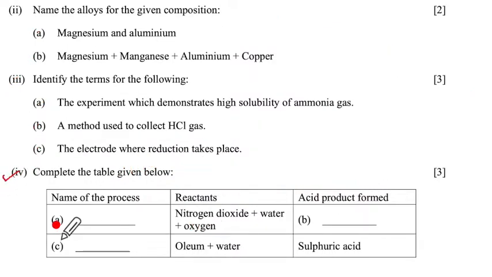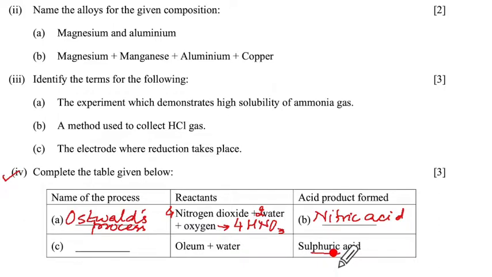Question 4, fourth subpart. Complete the table given below. Name of the process, reactants and acid formed. So we have to remember the three acids. We have hydrochloric acid, we have nitric acid, and we have sulfuric acid. Now, nitrogen dioxide plus water plus oxygen is going to give us nitric acid, correct? If you remember the reaction 4NO2 plus 2H2O plus O2, that gives you 4HNO3. So the product formed is nitric acid, and the process is going to be Ostwald's process.